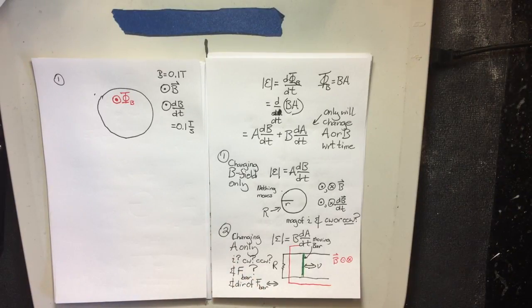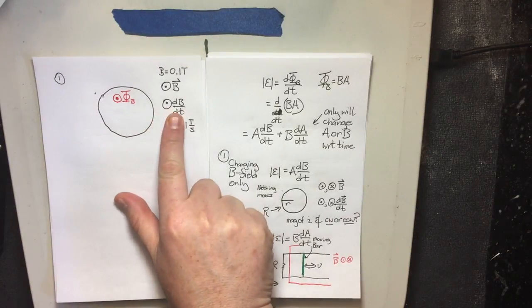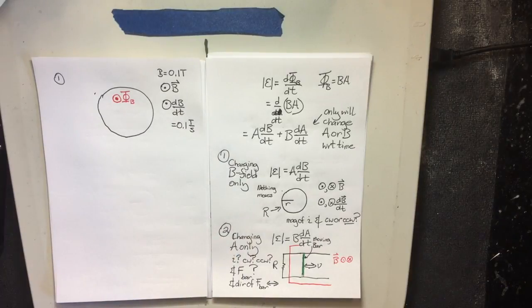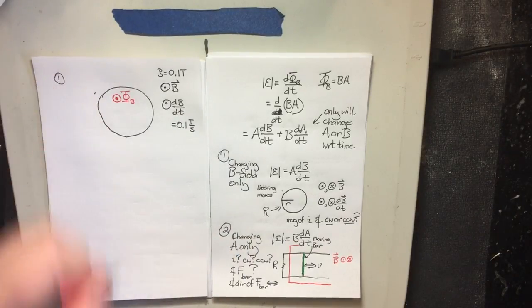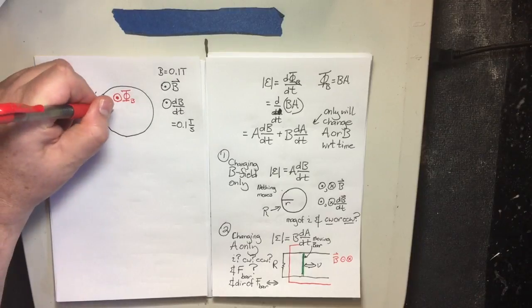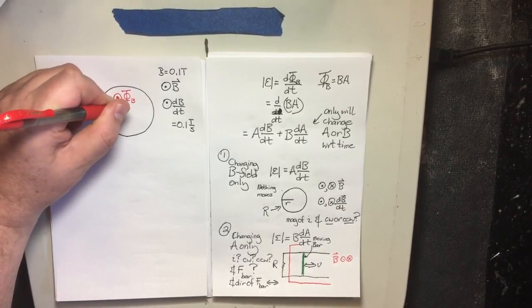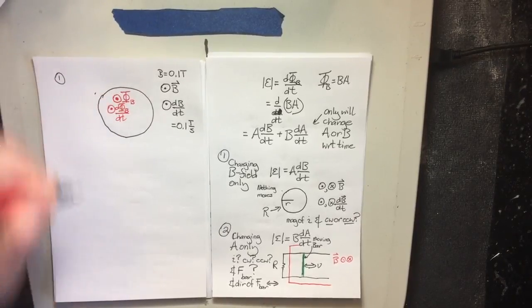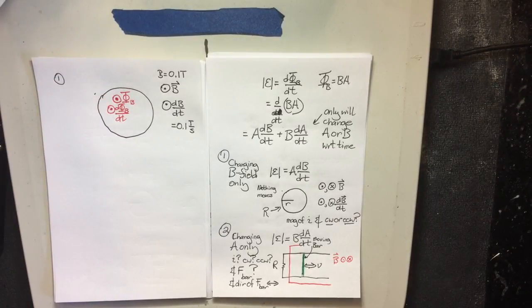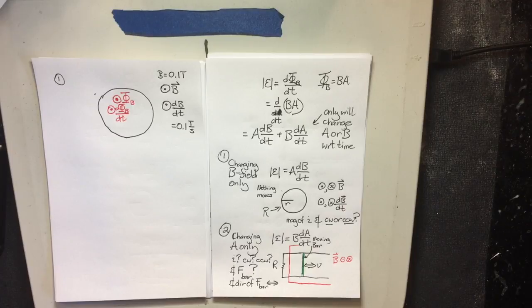Like you said earlier, the wind's going out. The wind, yes, exactly. The dB/dt is out. So the A dB/dt, or the change in flux with respect to time, is also going out. If the change in B field was into the page, the change in magnetic flux with respect to time would be into the page as well.